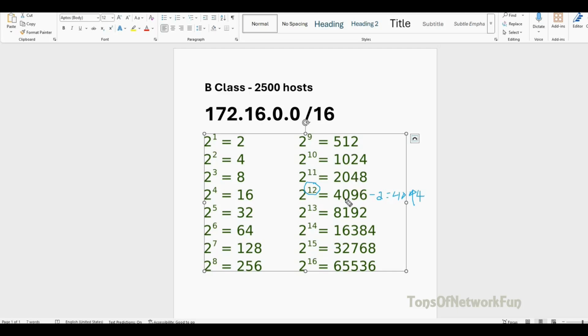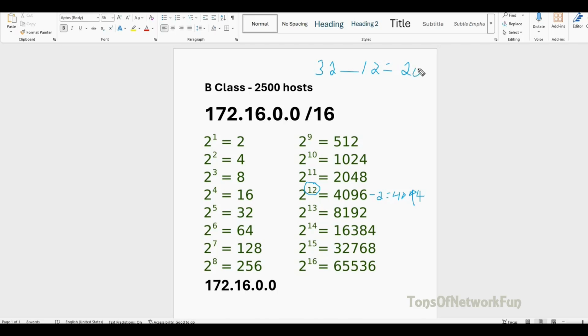But anyhow, we have to go with 4096, which means our network ID is the same as given here, 172.16.0.0. Now the slash value is going to be different. So magic number 32 minus what? 2 to the 12. That means 32 minus 12, we get 20. New slash value is slash 20.